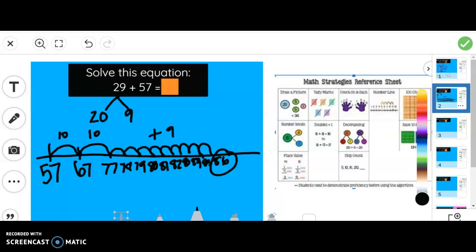Now you'll notice here I took 10 hops and I showed it by just writing the number 10 above it. Here I took 9 hops by themselves. So here I skip counted by 10 and here I skip counted by ones. I ended up with my same answer, which was 86.